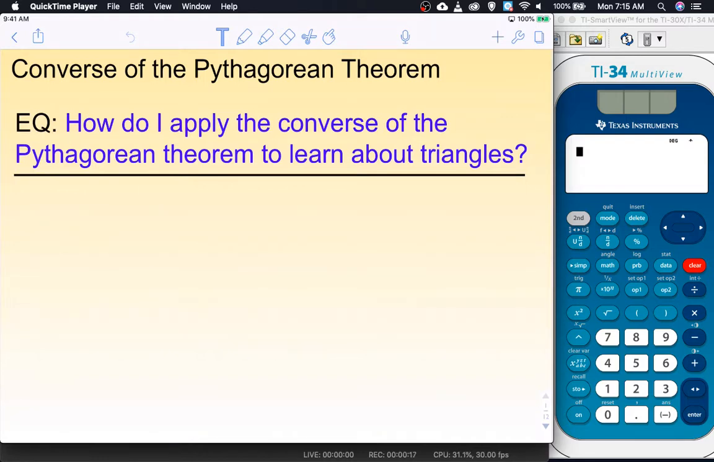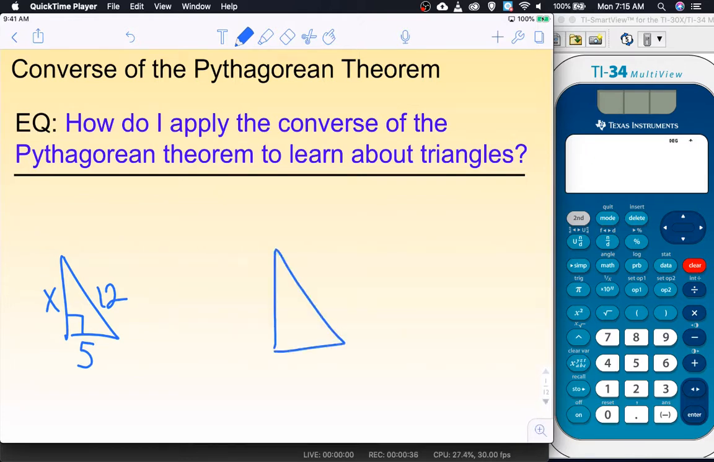In the past, we've been given a right triangle, and our job would be to find one missing side. But part of that rule is you had to have a right triangle. Well, the goal of the converse is if I'm giving you some other triangle and I give you all three sides, we'll be able to figure out, is this a right triangle? Yes or no, because the Pythagorean theorem only works on right triangles.